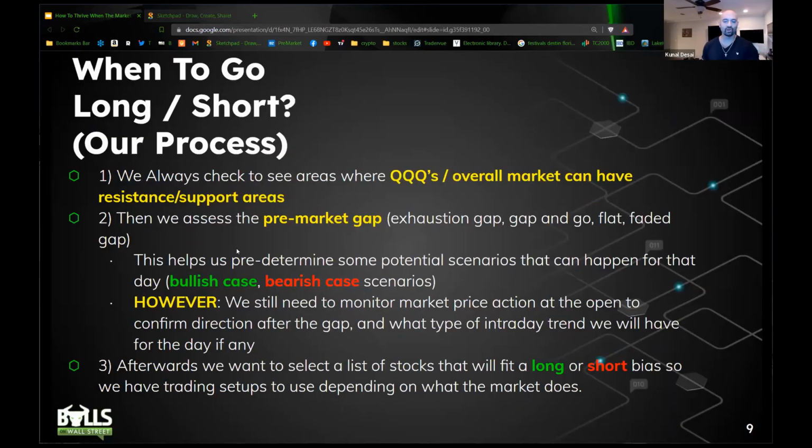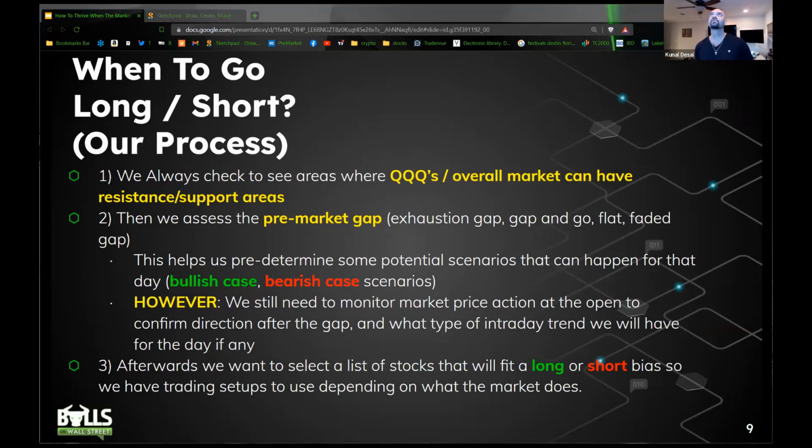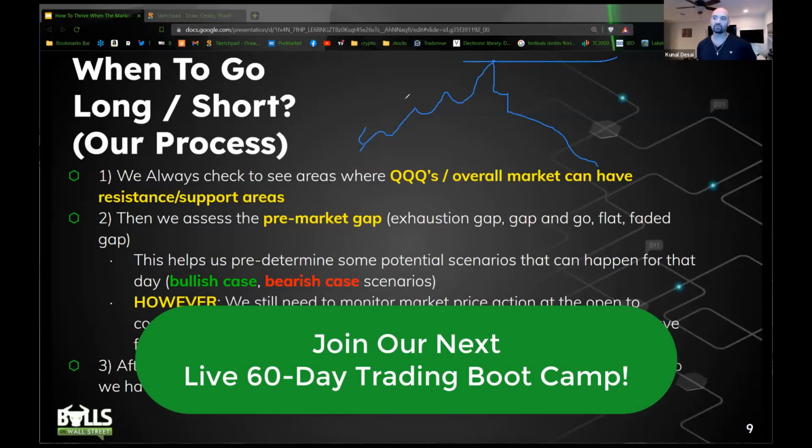How do you know when to go long, short, long, short? How do you know which directions to pick? You always want to check the areas where the QQQs, the overall market, can have resistance and support. But you also want to think in common sense terms. If you get a multi-day bounce in the market but smack into a moving average, that's usually a spot to come back and short. Because you had a multi-day bounce, people feel pretty good about the market, so they keep buying. And then the rug gets pulled.